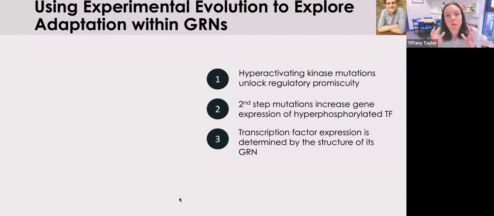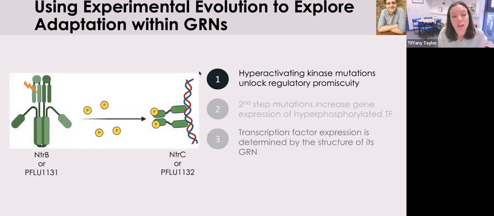So he came up with three rules that determine whether or not there's opportunity for a transcription factor to be rewired. And I'm going to go through each of these again as I move through. The first thing that was in common with both the common and the alternative rewiring pathway is that the first steps were always within these histidine kinases. And the consequence of those was unlocking regulatory promiscuity of its cognate transcription factor.